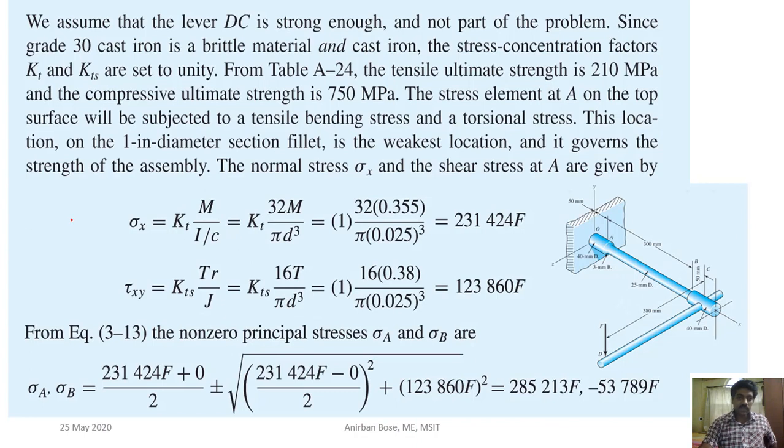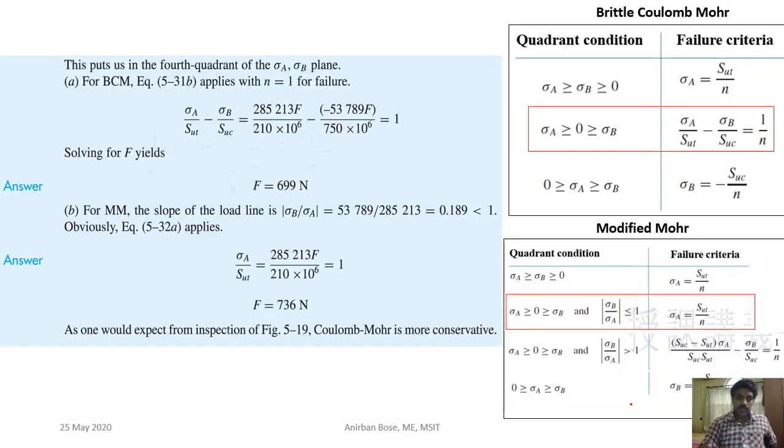Exactly in a similar way, you have to find out the bending stress and the shear because of torsion, and then find out the principal stresses either by Mohr circle or by using the formula. Then use the brittle Coulomb Mohr theory. You see that your sigma A and sigma B are satisfying this particular condition, that is, one is positive, another one is negative. Okay, so you have to use this particular formula, and we have considered here n equal to 1. So from that you will get the value of F.